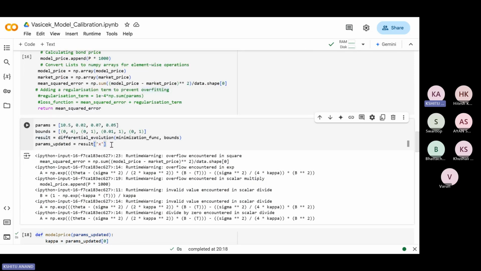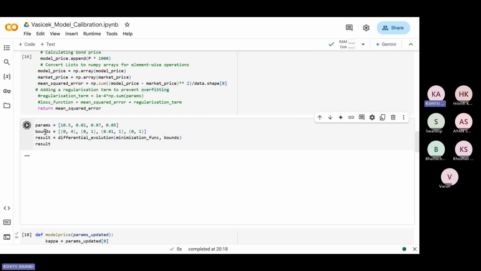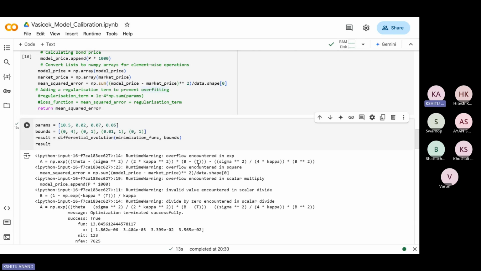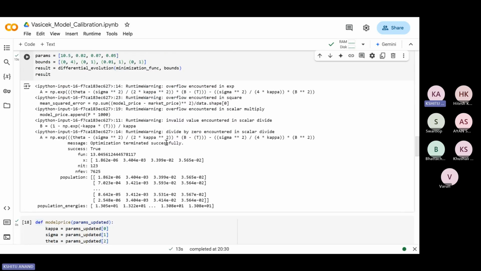If you see the result, what does differential evolution return? Differential evolution is a minimization technique. It is running. This kind of error will be there because of the small values of parameters that we are using. We have to ignore it, otherwise, if you want to handle it, you can. See, the optimization terminated successfully, and these are all the data related to the optimization.